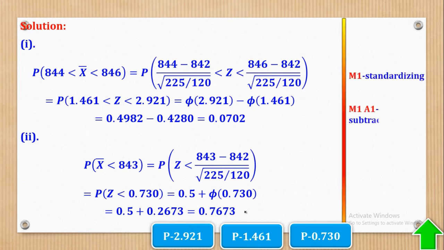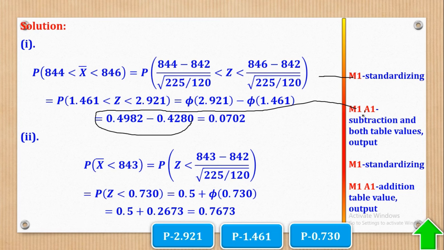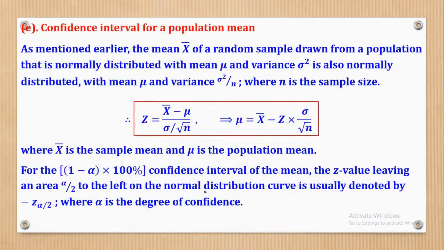Now let's see how marks can be awarded. M1 for standardizing, M1 for subtraction and table values, so for all this part, and A1 for the output. Same story, M1 for standardization, M1 for this addition and the whole of that part, then A1 for the output. So that has been sample mean.